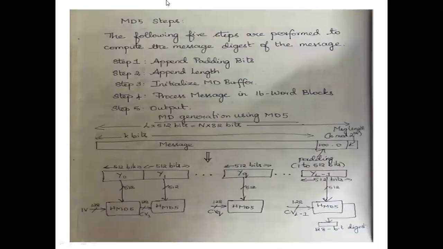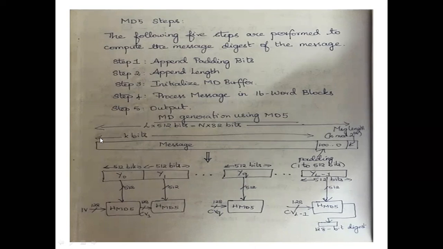So to precisely talk about the MD5 steps, we can say that there are probably 5 steps. The first is you need to pad the bits. Second, you should make the length so that it is a multiple of 512. Then you must initialize the MD buffers, all the 4 buffers A, B, C, D. Then the fourth step is you must process the message in 16 word blocks. Okay. Then you must get the output.